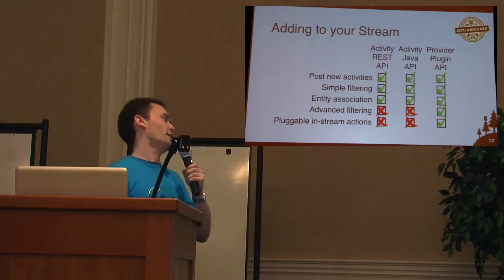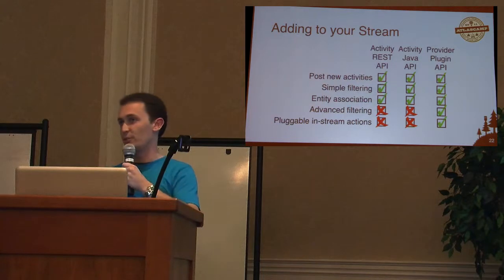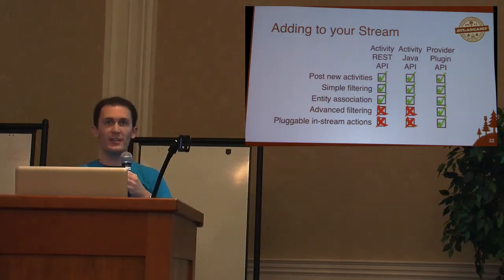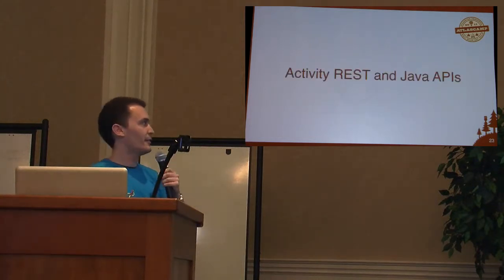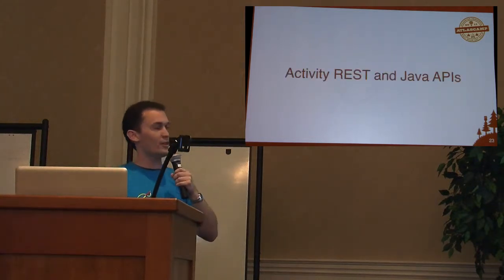However, if you'd like to do some things like advanced filtering, such as a filtering option that's very specific to your plugin, or if you'd like to implement pluggable in-stream actions, such as that watch link that we saw earlier, then I'd highly recommend you go the route of the Provider Plugin API. So first, let's talk about the Activity REST and Java APIs.